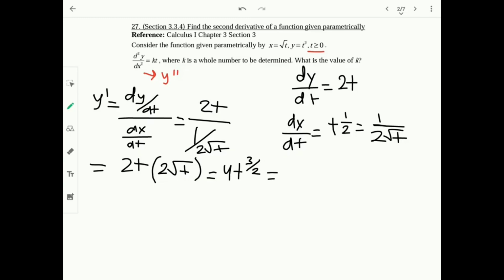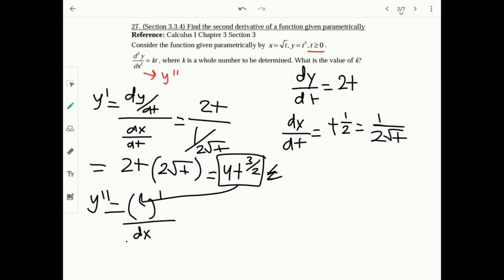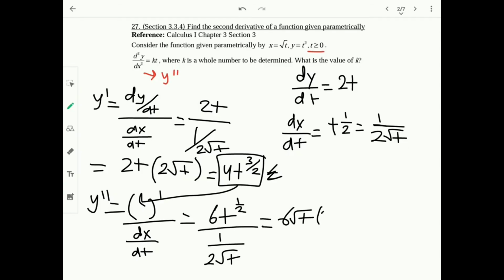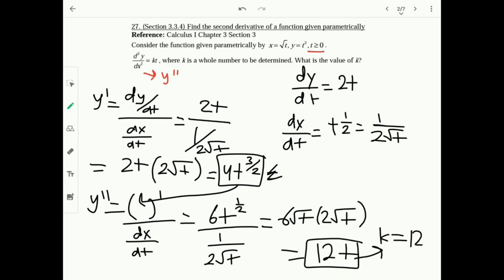Or we can just keep it like this so that it's easier to derive: 4t to the power of 3 over 2. Right? Now let's find y double prime. That's the derivative of this over dx over dt. Well, that's 3 over 2 times 4, 6t to the half, all of that over 1 over 2 root t. That's 6 root t times 2 root t. Doesn't that give you 12t? And that's your final answer. So that shows that k equals 12.